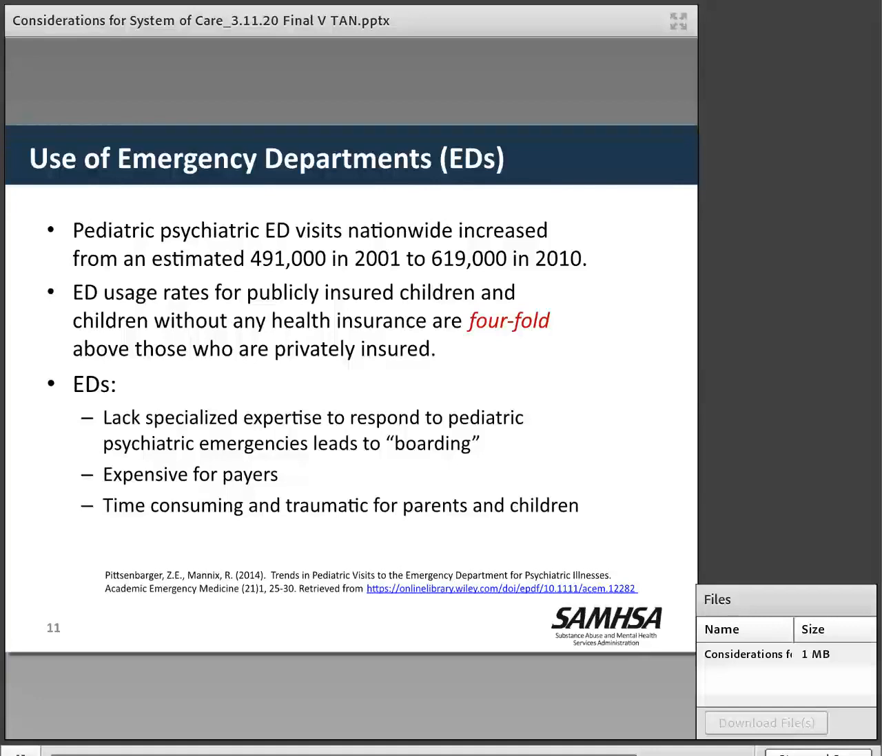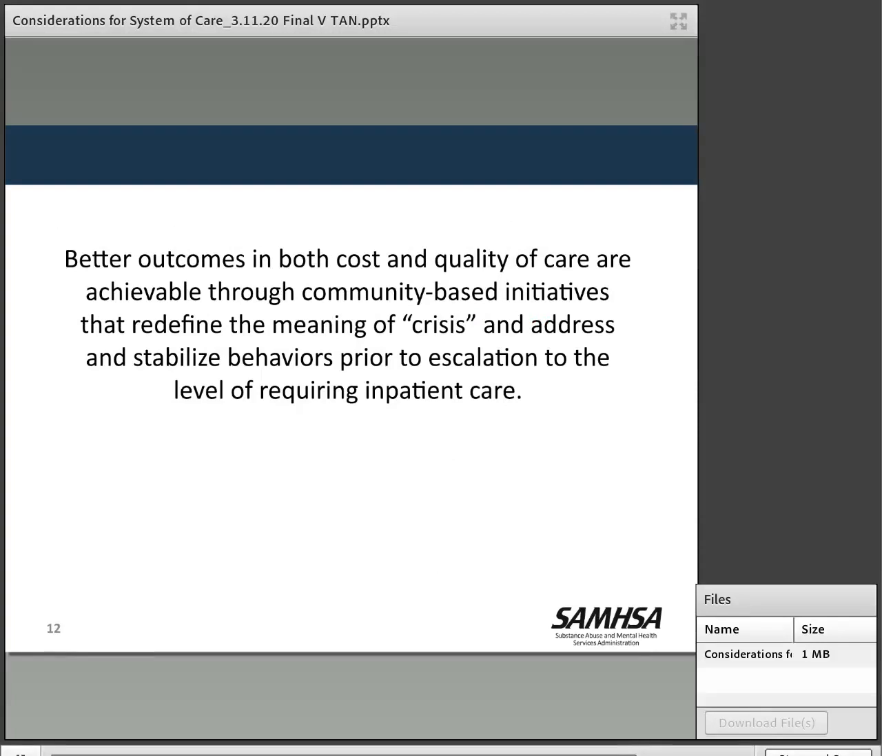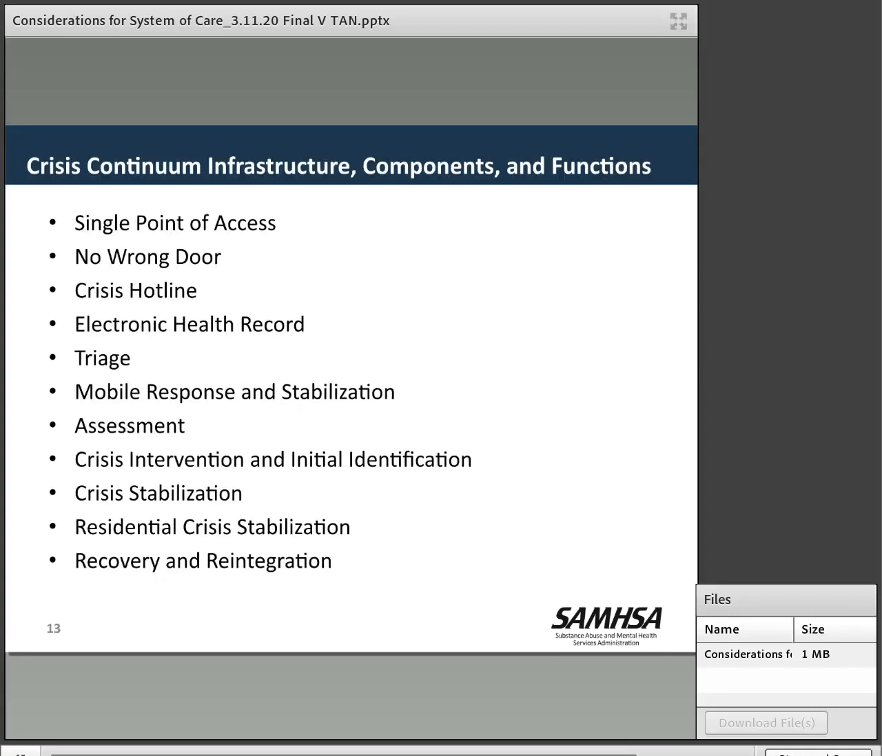And some lead to boarding, which is when a youth is in a hospital bed but not receiving any care. It's expensive, it's not effective, and it's time-consuming and frustrating for families when they have to experience those conditions. So we're looking for better outcomes in both the cost and quality of care, and we know that we can achieve them through community-based services and supports, and it really requires us to redefine the word crisis and who defines that crisis and what it looks like in order to address a lot of these real challenges that folks are experiencing.